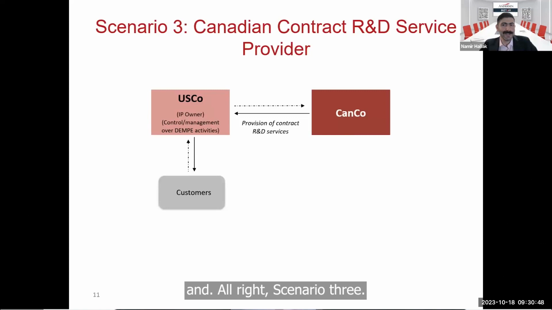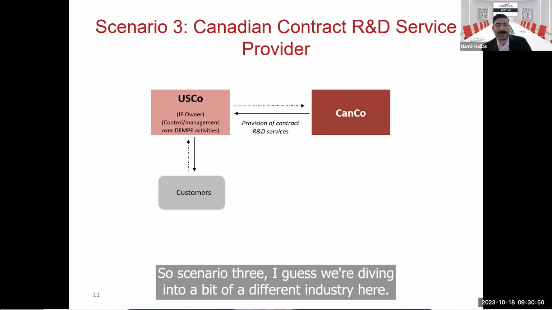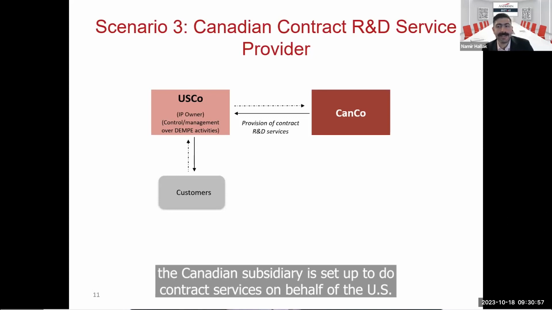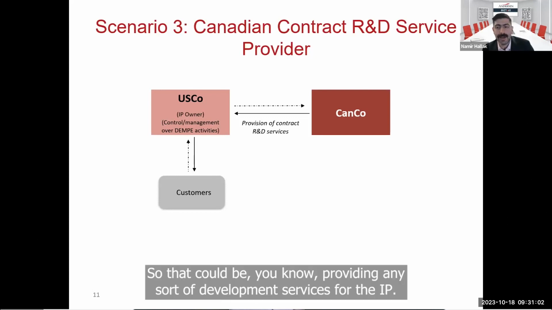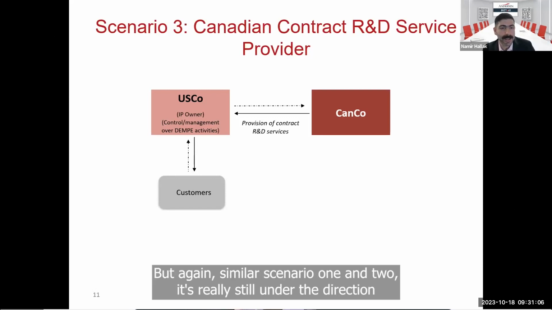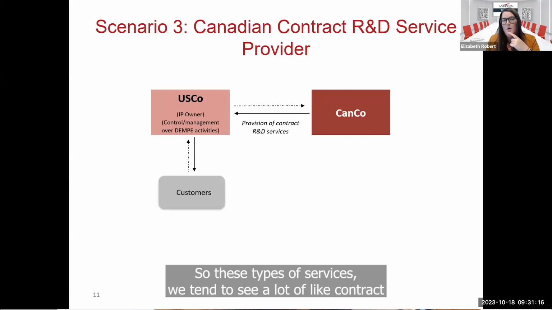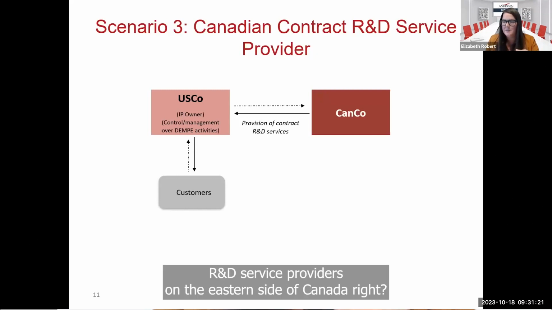All right, scenario 3. So scenario 3, I guess we're diving into a bit of a different industry here. Here you've got a U.S. multinational group, but the Canadian subsidiary is set up to do contract services on behalf of the U.S. entity. That could be providing any sort of development services for the IP. But again, similar to scenario 1 and 2, it's really still under the direction, lead and oversight of the U.S. entity.